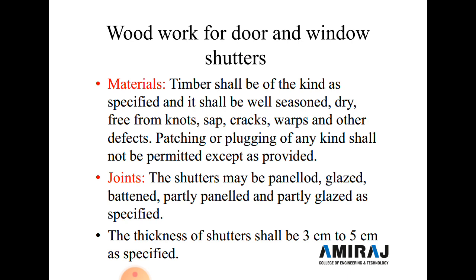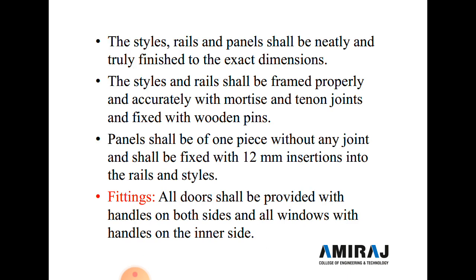The second specification is the joint. The shutter may be paneled, glazed or battened, or partially paneled or partially glazed as specified, and the thickness of the shutter shall be 3 cm to 5 cm as specified. The styles, rails and panels shall be neatly and truly finished to the exact dimension, and the styles and rails shall be framed properly and accurately with mortise and tenon joints and fixed with wooden pins. The panel shall be one piece without any joint and shall be fixed with 12 mm insertion into the rails and styles.